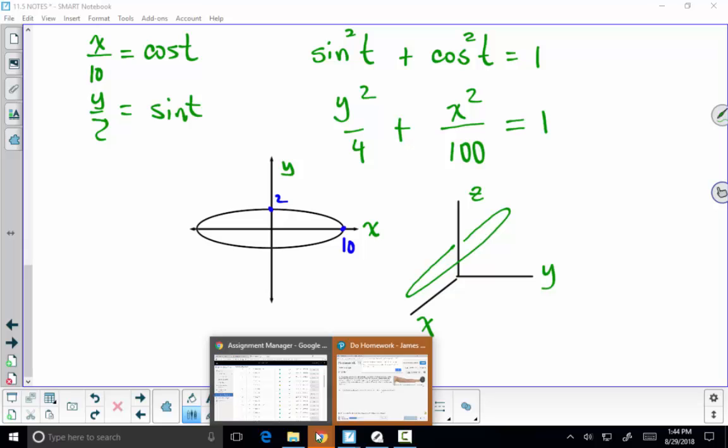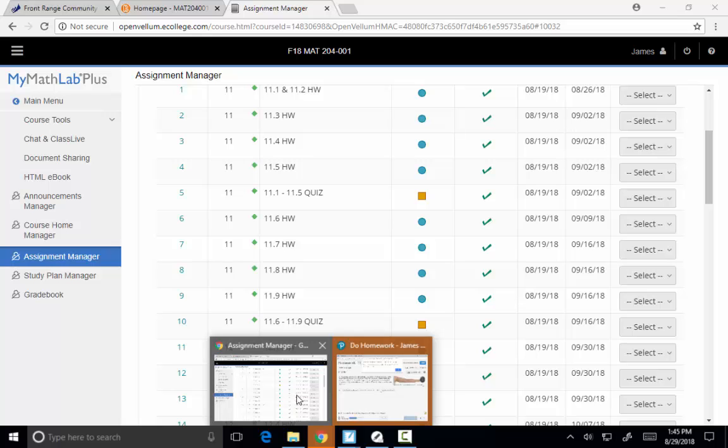What do we call those things? A rectangular prism that's shifted over.